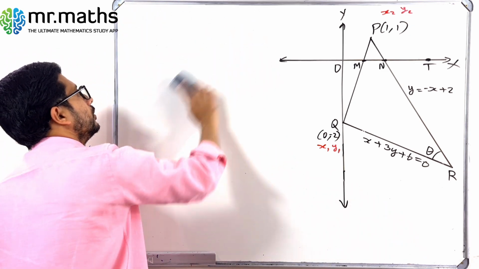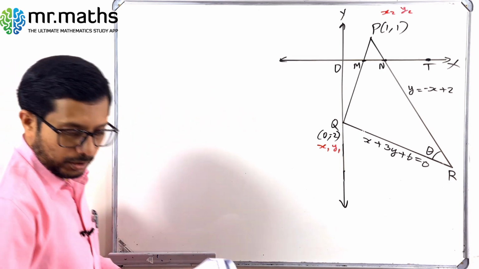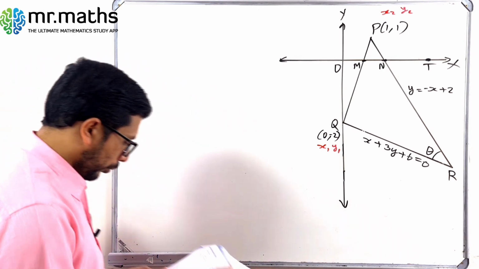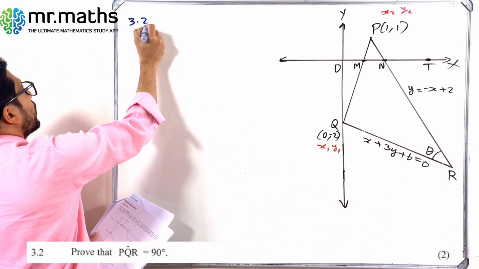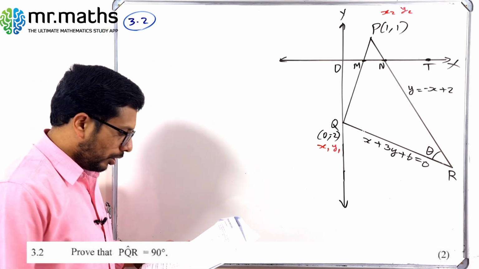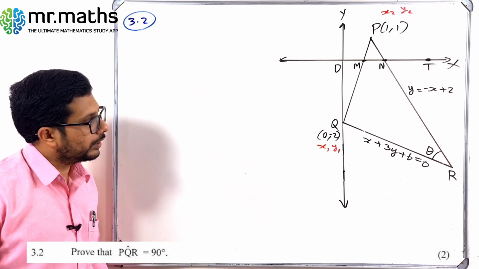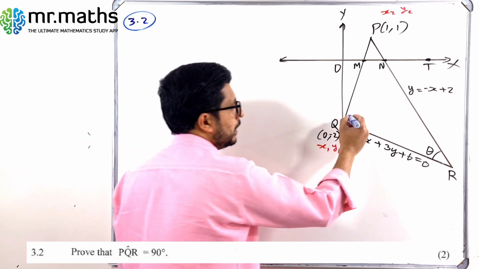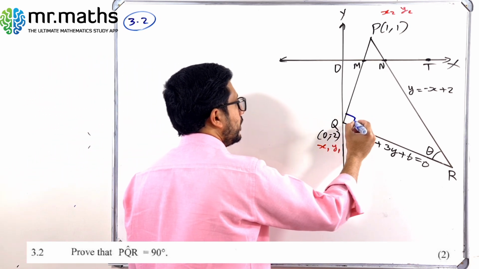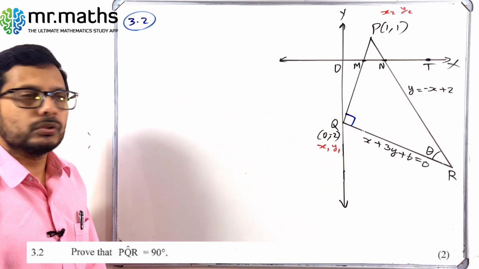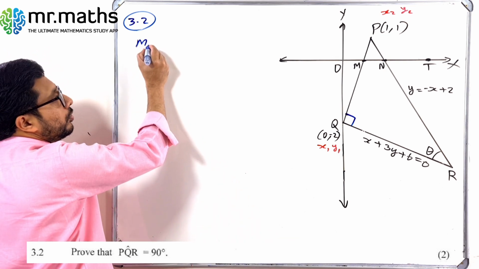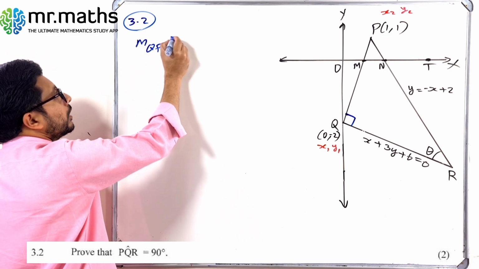Question number 3.2. What is that question? Prove that angle PQR is equal to 90 degrees. You have to prove that this angle is 90 degrees. So what is the gradient of PQ or QP? We got it as 3.